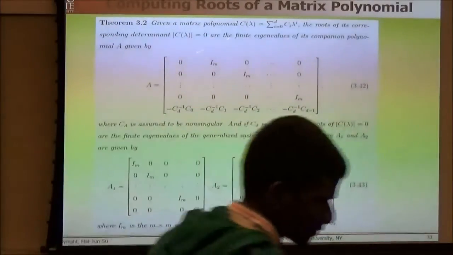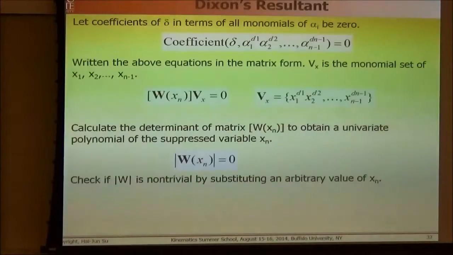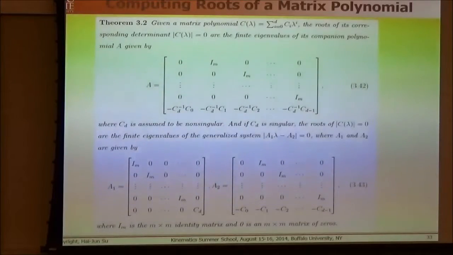Here's the slide on how you convert, in general, a resultant matrix to a generalized eigenvalue problem and solve it using linear algebra. This step is called the companion matrix of the matrix polynomial. And you can find the generalized eigenvalues of this system, where A1, A2 are written like this. If one of them is singular, there's another way to treat that.